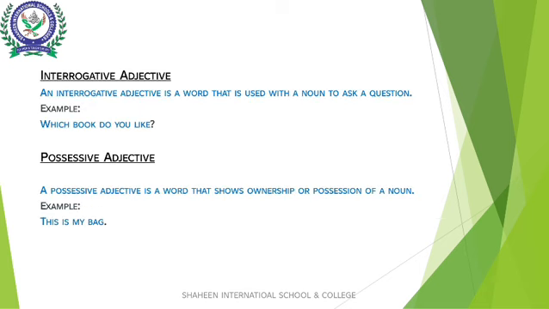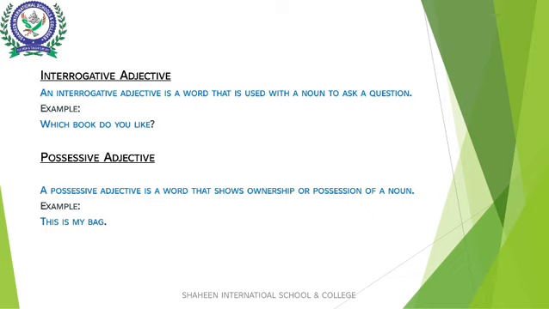The third form of adjective is interrogative adjective. An interrogative adjective is a word that is used with a noun to ask a question. Interrogative means to ask a question. This type of adjective is added to a sentence to ask a question about a noun. For example, which book do you like? It means among all the books, which is the book that you like?